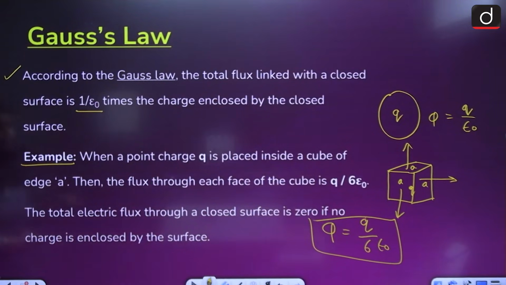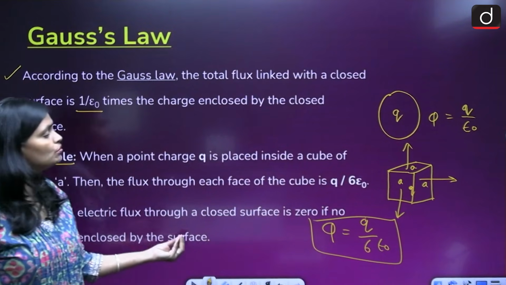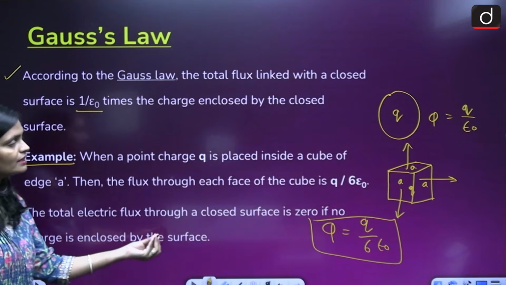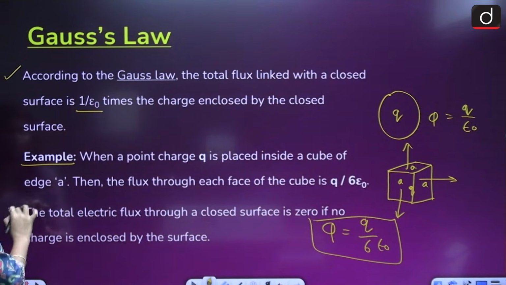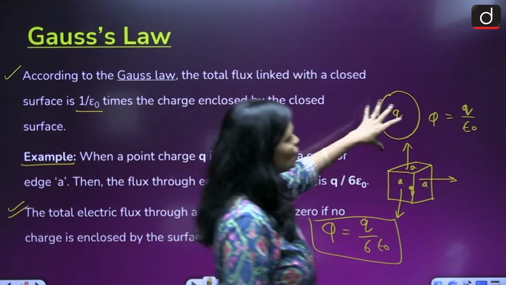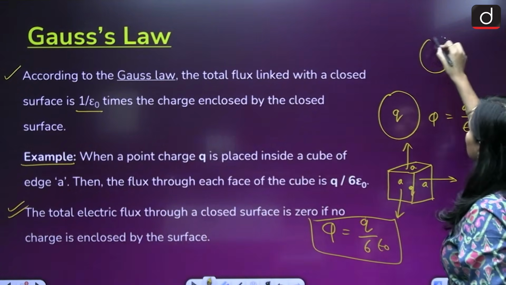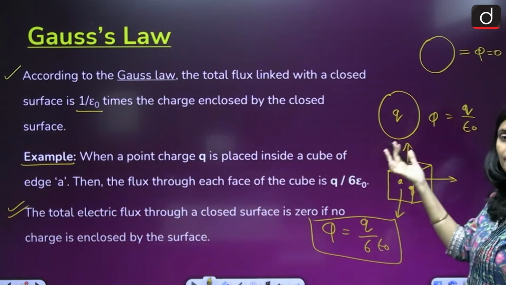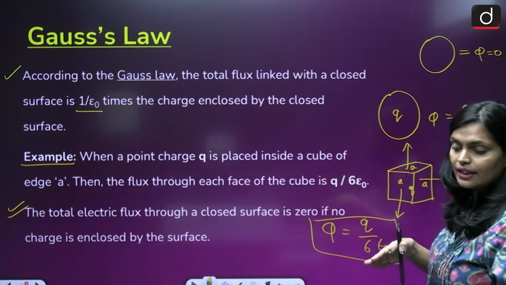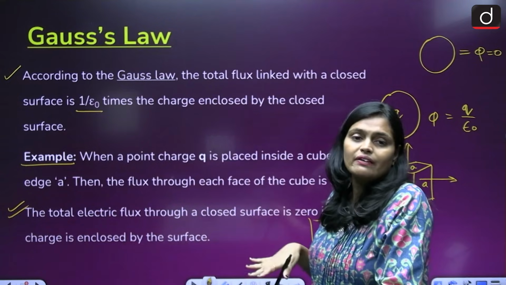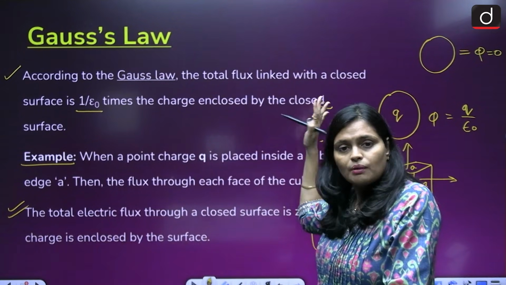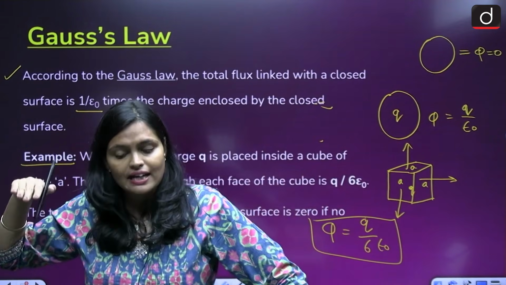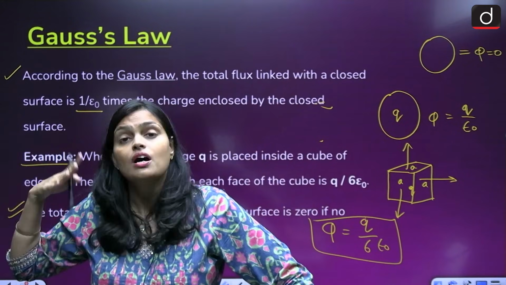ठीक है. The total electric flux through a closed surface is 0 if no charge is enclosed by the surface. Now this is again very important. Now suppose you have a closed surface, but in that closed surface you have no charge. So the total electric flux automatically becomes 0. Any number divided by 0... ये पूरा का पूरा क्या हो जाएगा? फ्लक्स वहां पे 0.